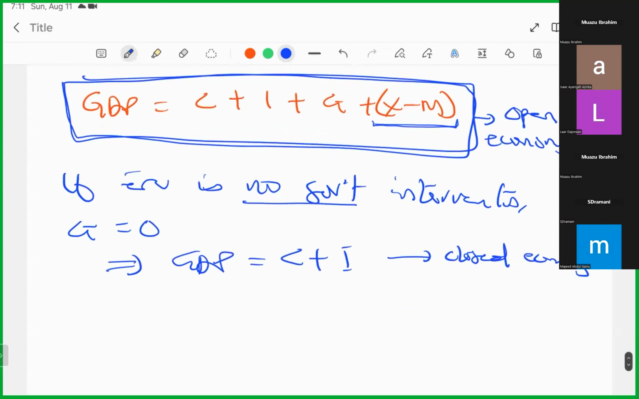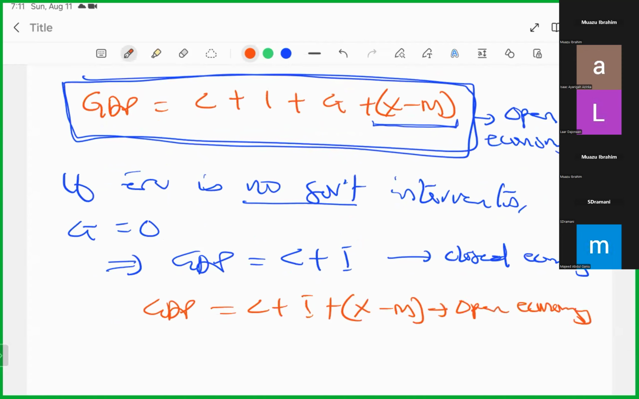And if there is still no government intervention, but they engage in international trade, then the GDP would be consumption plus investment plus the external sector, export minus import. So this will be the GDP for an open economy.